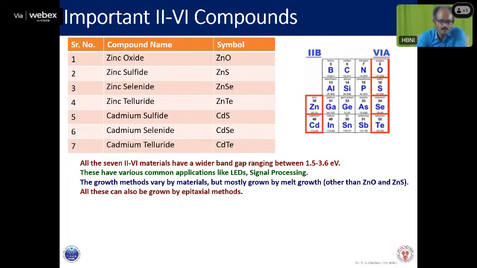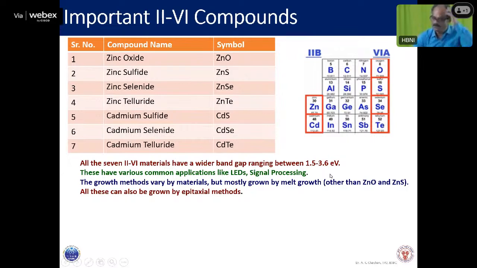Another type of important compounds are the group 2 and group 6 semiconductors. These are zinc oxide, zinc sulfide, zinc selenide, zinc telluride, cadmium sulfide, cadmium selenide, and cadmium telluride. So this is group 2 and this is group 6. If you combine these, you get some of the important compounds. All these 2-6 materials have a wider band gap ranging from 1.5 to 3.6 electron volts.